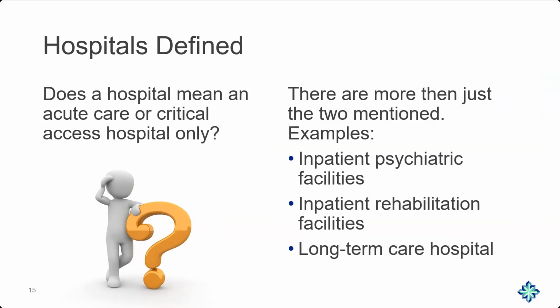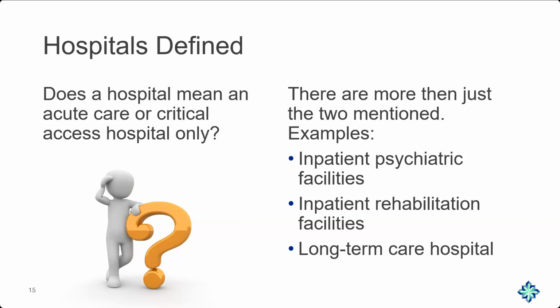What is a hospital? Most of you say, yeah, a hospital is a critical access hospital. Yep, that would be correct. Or it is an acute care hospital. That's what you know. It's got different trauma levels, all of that. Yes, those are types of hospitals. However, an inpatient psychiatric facility, inpatient rehabilitation facility, and long-term care hospitals are all considered hospitals. Hospice is not a hospital, but can be performed in a hospital.